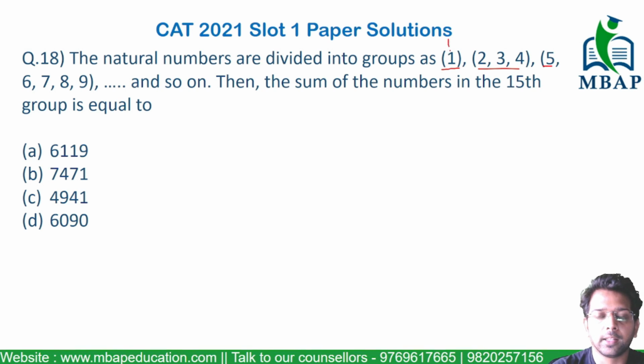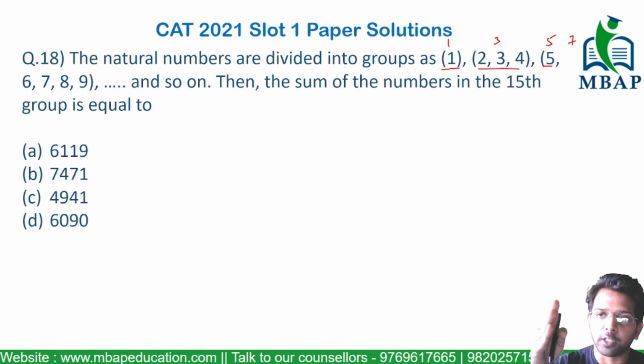If you look at it, the first group has got one term, the second group has got 3 terms, the third group will have 5 terms, the next group will have 7 terms, likewise. So the number of terms per group is going ahead by 2. And we are looking at the 15th group. So from the 15th group to the first group, there are 14 groups in between. Each group is going ahead by 2.